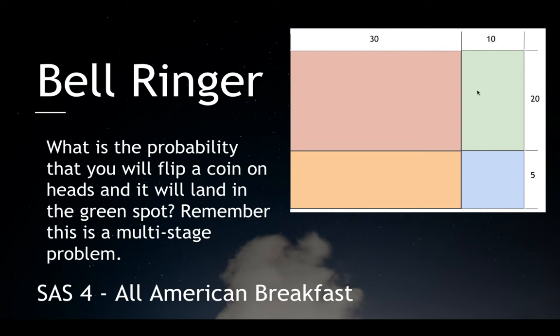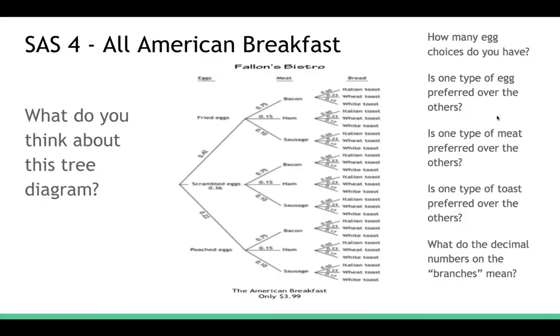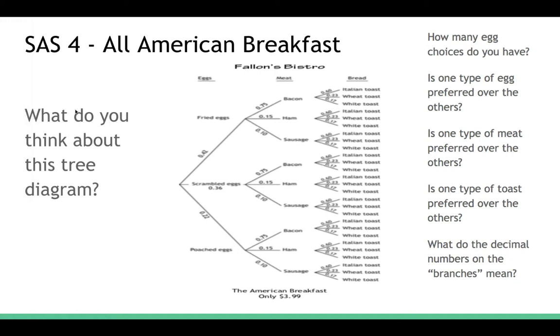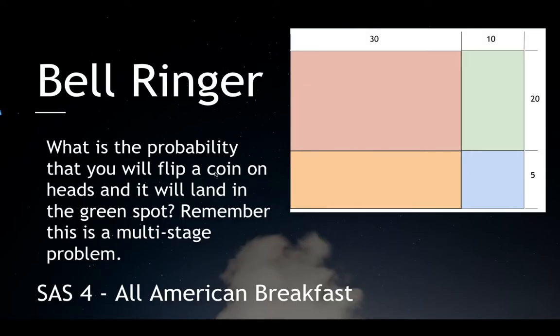So it's 200 out of 1,000 if we land in that green. Let me back up, guys. Sorry about that. Anyway, I've got a little more going on the screen than I thought I would. That's 20%. So the first option is 50%, and the second option is 20%. We multiply through the tree, so it's 0.5 times 0.2, and that gives us 0.1. So the probability that you will flip a coin on heads and it will land on the green spot is 0.1, or 10%, or 1 time out of 10.